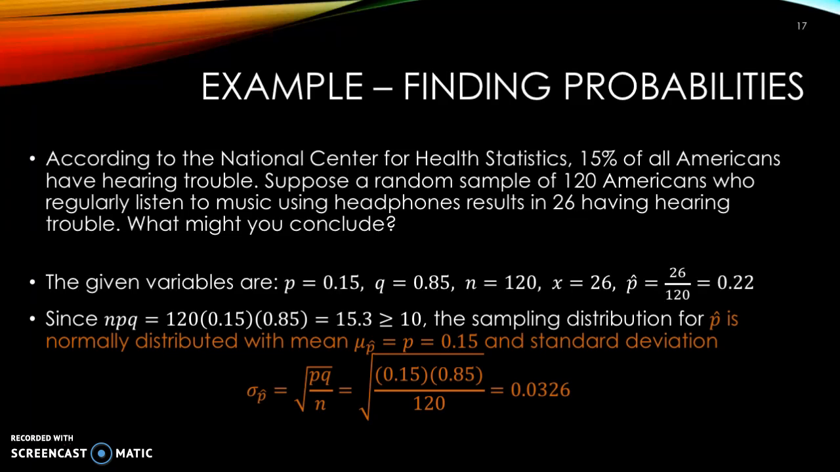So I do have to check if n times p times q is greater than or equal to 10 to be able to make any sort of conclusions. And I get 15.3, which is greater than 10. So I can say that p-hat is normally distributed. I should find its mean, which is the 0.15, and its standard deviation, which I plug in p, q, and n in the formula. I got 0.0326.